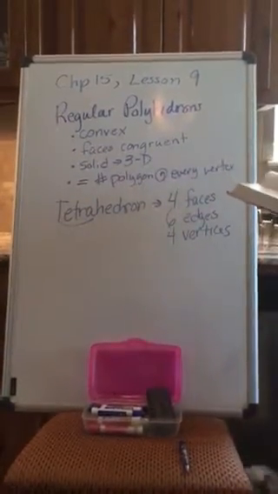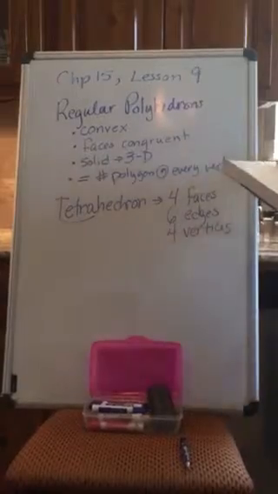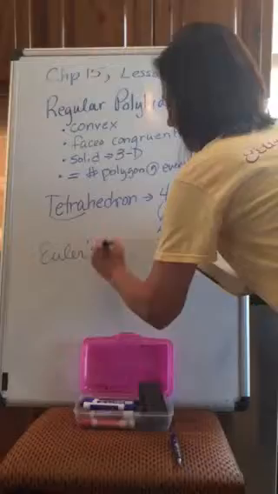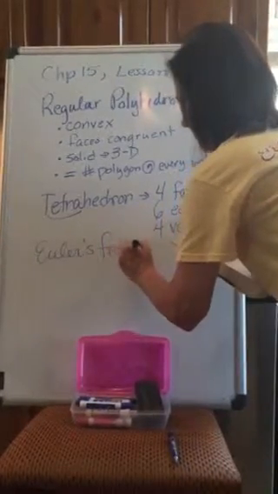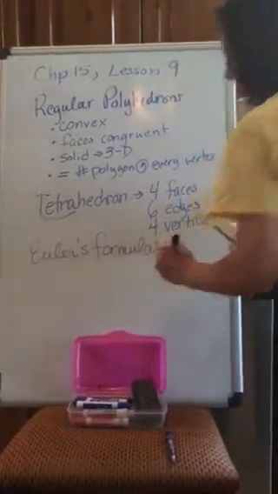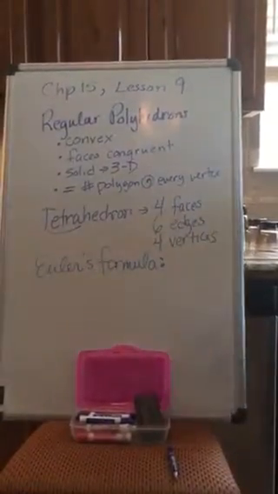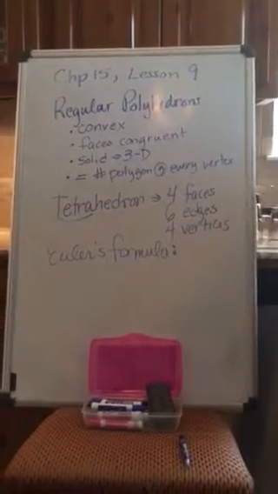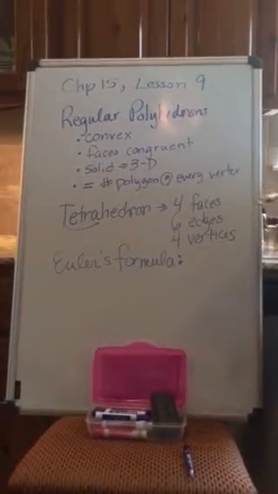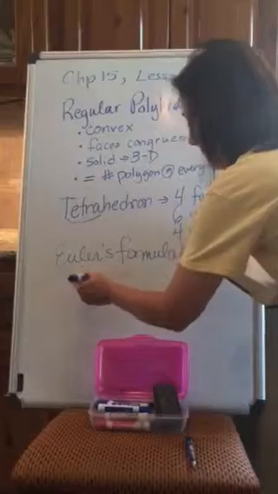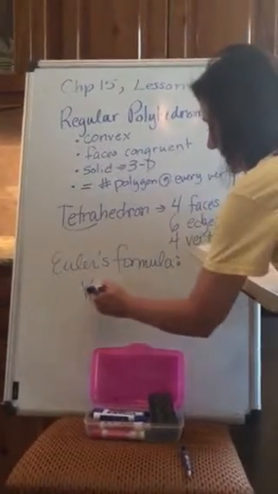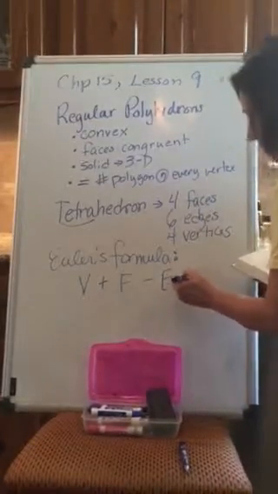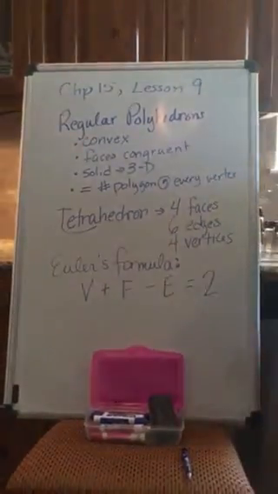Now, there's a formula that is not in your book. It's called Euler's formula, and this formula will always hold true. So if you have 2 out of 3 of these, then you can calculate the other one, okay? The number of vertices plus the number of faces minus the number of edges will always equal 2.